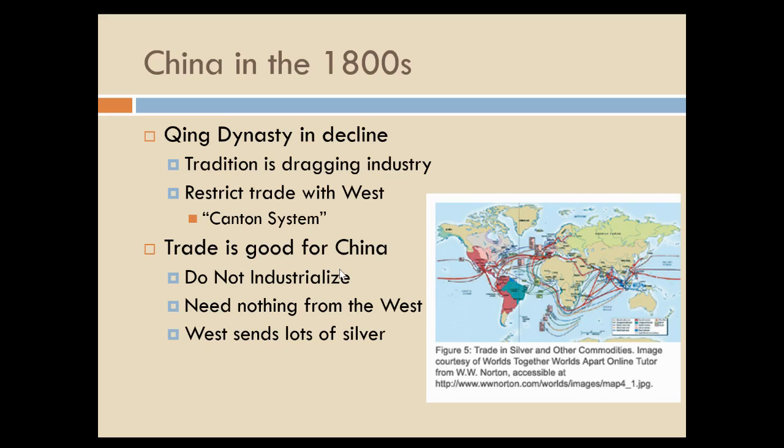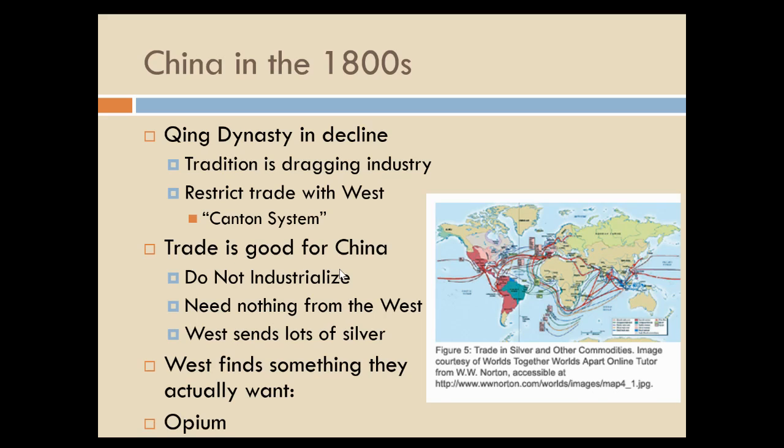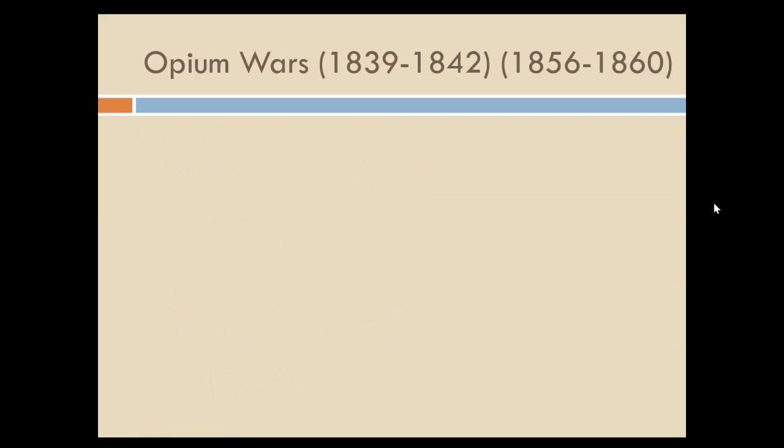And so the economic impact of trade is good up to a point. They just have too much wealth, and they have too much of a wealth gap, and they have no ability to spend this money until the West finds something that China clearly wants, and that is opium. And so opium becomes the downfall of the Qing dynasty.